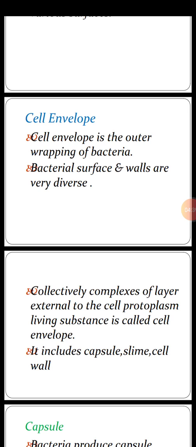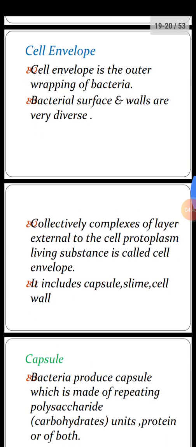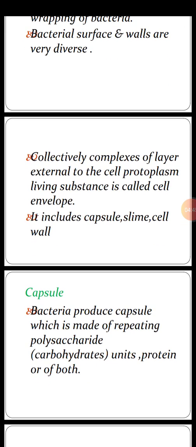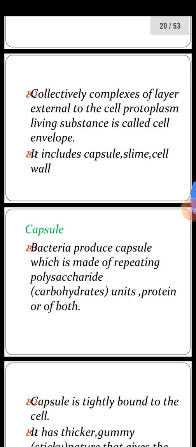Bacterial surfaces and walls are very diverse, that is, different. Collectively, the complex of layers external to the cell's living substance, the protoplasm, is called the cell envelope. That is, it is the protective layer. It includes capsule, slime, and cell wall. One by one, you will learn about them.